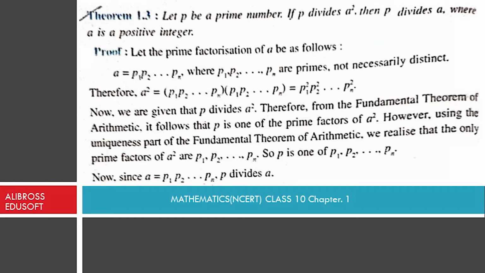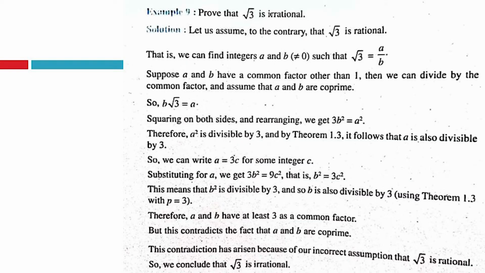Therefore, a square equals p1, p2, etc., pn into p1, p2, etc., pn, that equals p1 square, p2 square, etc., pn square. Now, we are given that p divides a square. Therefore, from the fundamental theorem of arithmetic, it follows that p is one of the prime factors of a square. However, using the uniqueness part of the fundamental theorem of arithmetic, we realize that the only prime factors of a square are p1, p2, etc., pn. So, p is one of p1, p2, etc., pn. Now, since a equals p1, p2, etc., pn, p divides a.